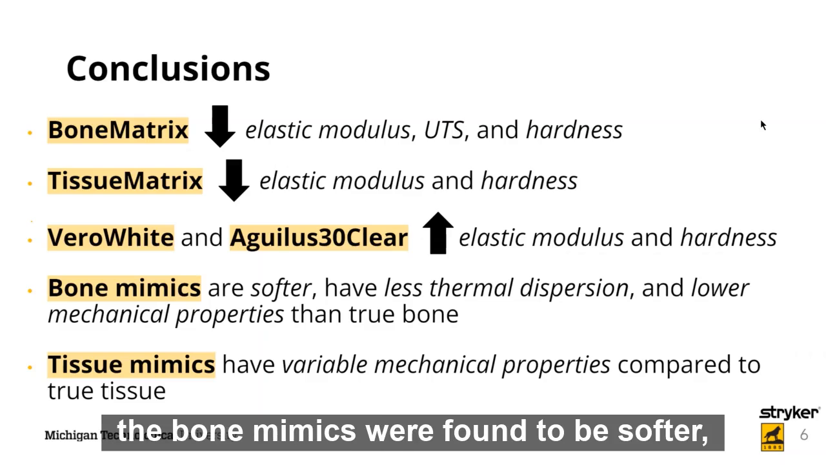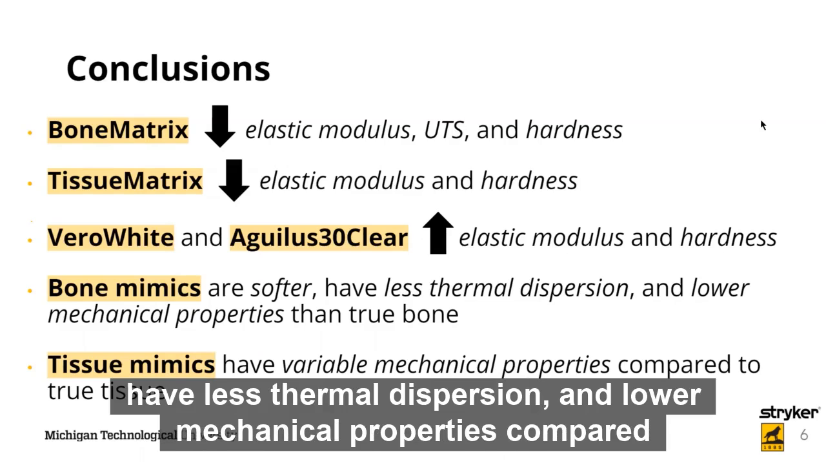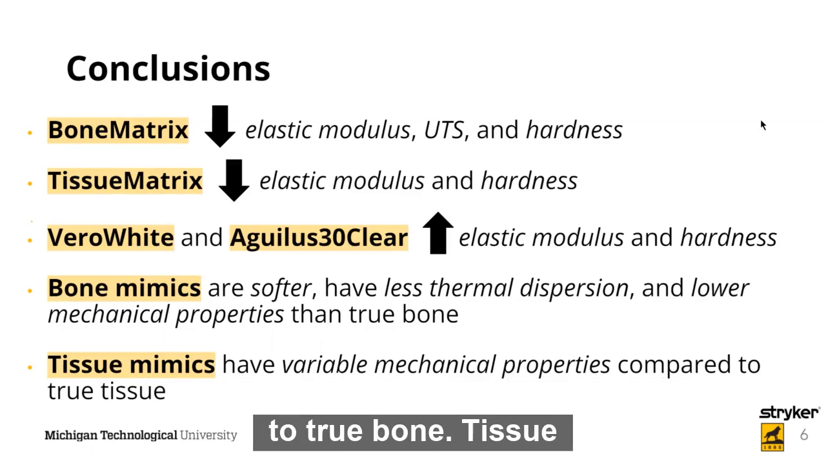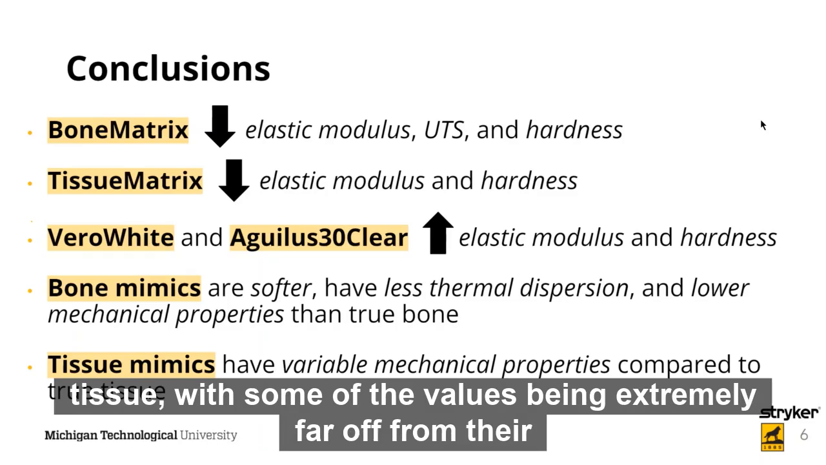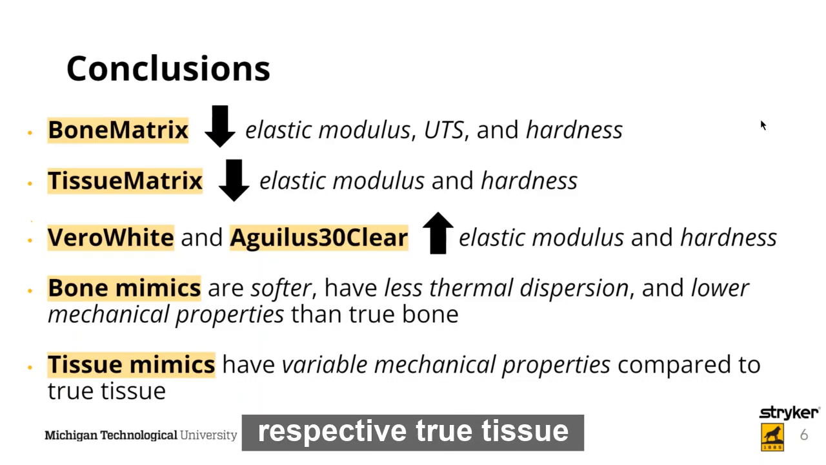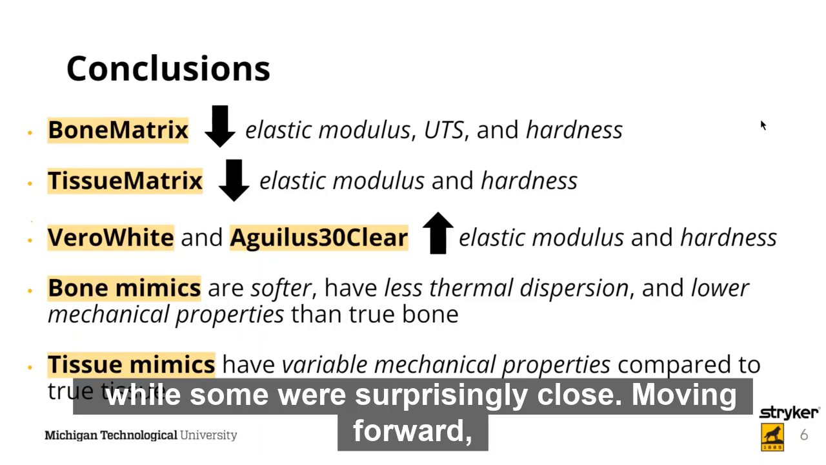Overall, the bone mimics were found to be softer, have less thermal dispersion, and lower mechanical properties compared to true bone. Tissue mimics were found to have variable mechanical properties compared to true tissue, with some of the values being extremely far off from the respective true tissue, while some were surprisingly close.